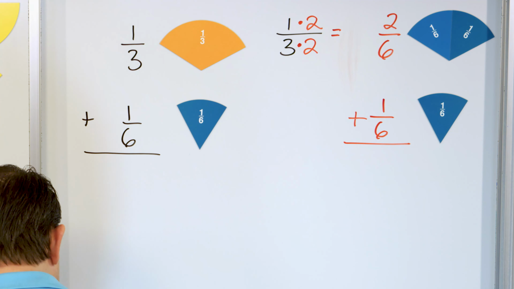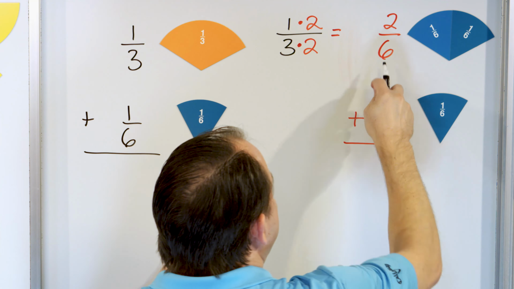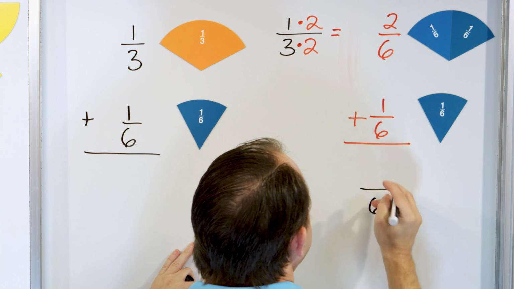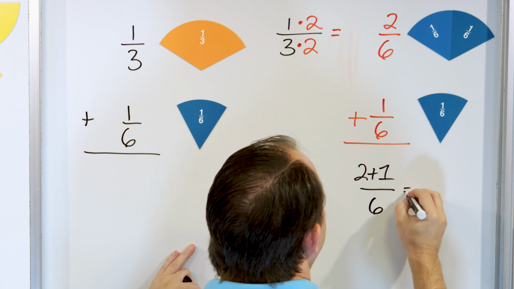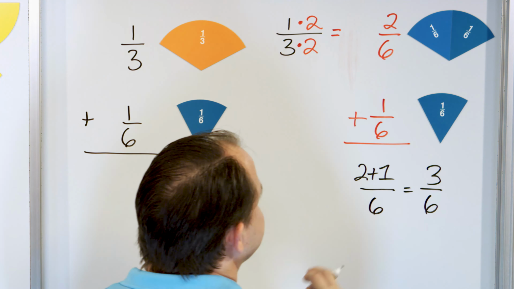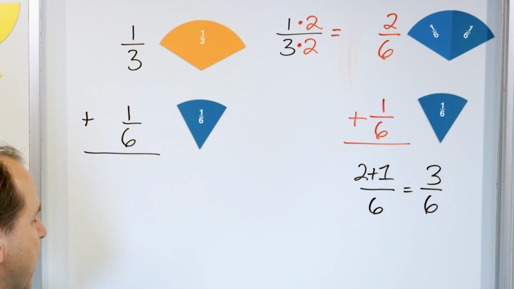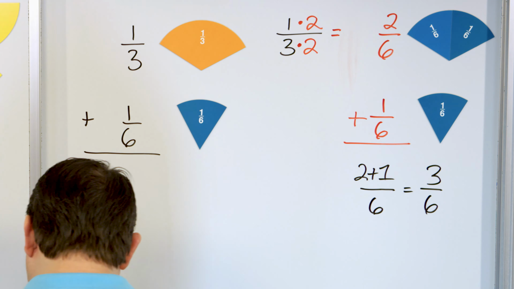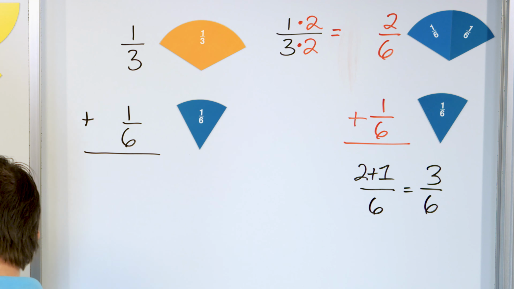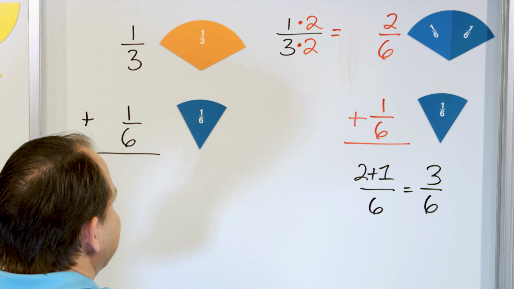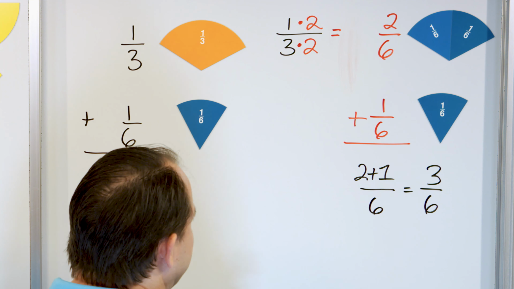So what am I actually going to get? I have a bottom number of 6, so that'll stay, and then 2 plus 1. And what do I get? An answer of 3/6. 3/6, right? And then I'm going to say, can I simplify this fraction? 3/6. Can we make it any simpler? And the answer is yes. I can divide top and bottom by 3.